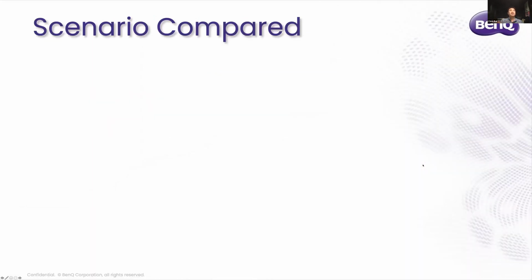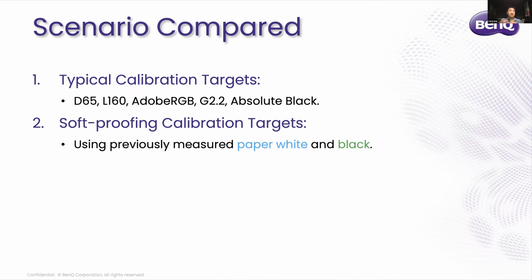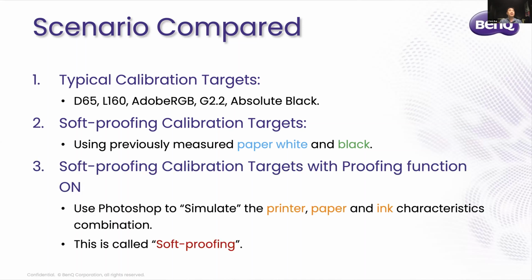But we're looking at some scenarios first, what we compare. First, the typical calibration targets, for example, D65 as color temperature, luminance at 160 candela per square meter, color gamut as Adobe RGB, gamma 2.2, and the black point is absolutely black, meaning a really dark black. The second scenario is the soft-proofing calibration targets, using the paper white and black we measured previously. And the third scenario is the soft-proofing calibration targets with the proofing function on.